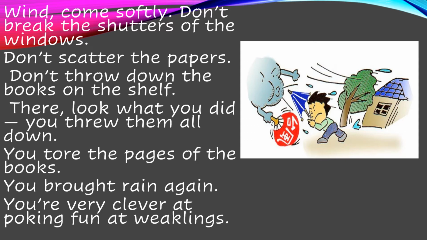Don't scatter the papers. Scattering is papers being thrown here and there. So because of the quality of the wind, when the wind is blowing, he is asking, please do not scatter the papers. Don't throw down the books on the shelf. So how are the books on the shelf? We see, children, they are organized, right? They have been kept in an accurate manner.